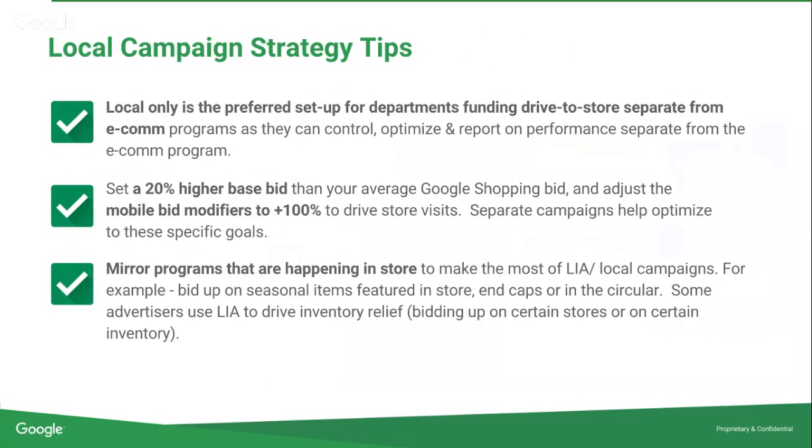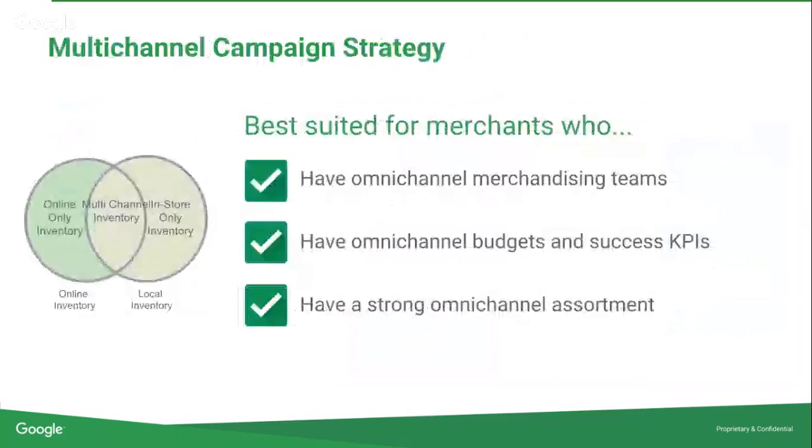For example, make sure you've set up maybe priority campaigns for seasonal items or featured in store, end caps or circular or flyer items. And you can even use local inventory ads to drive inventory relief if you're looking to have certain inventory sold from the store faster. So those are some specific local inventory campaign strategy tips.